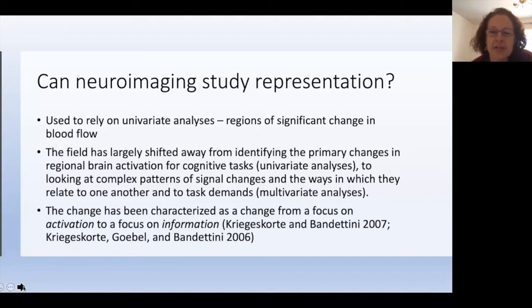And I think an interesting way of thinking about it was put by Kriegeskorte and Bandettini, which was that early on, the focus was on activation, just what places were active during a task, whereas these new techniques give you a handle on the information that is being processed by a task.